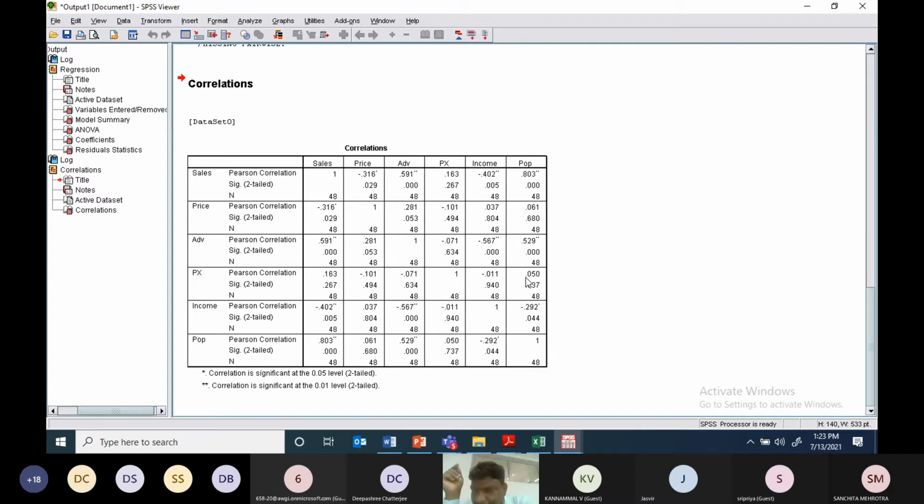Yes, madam, tell me, madam. Income and population. Okay, it's less, 0.2, no? But the relation is significant. Smart. Not required, madam. Not required. Just magnitude is sufficient.